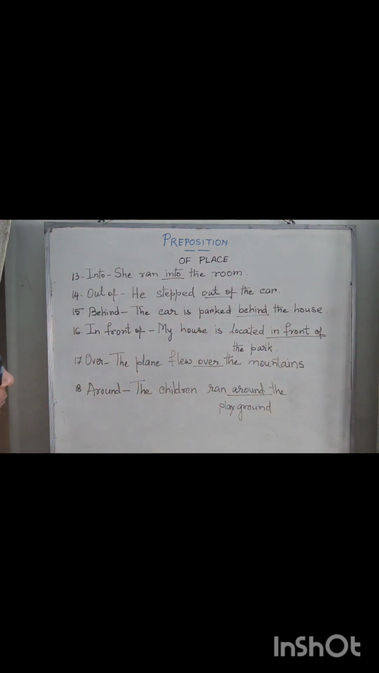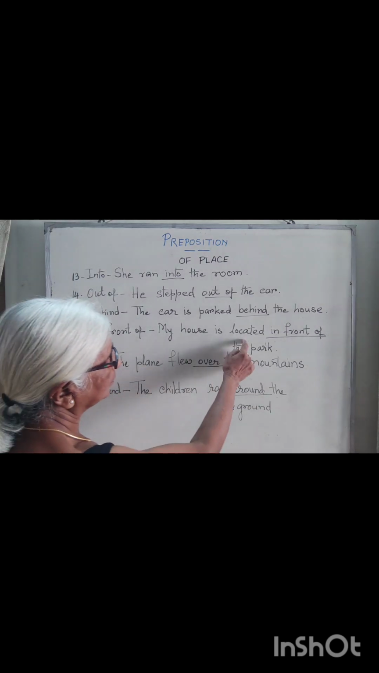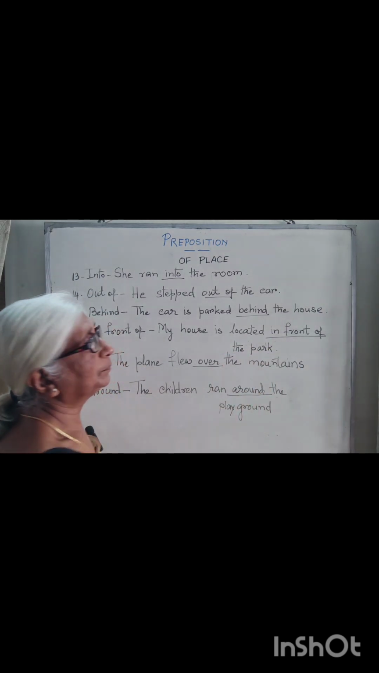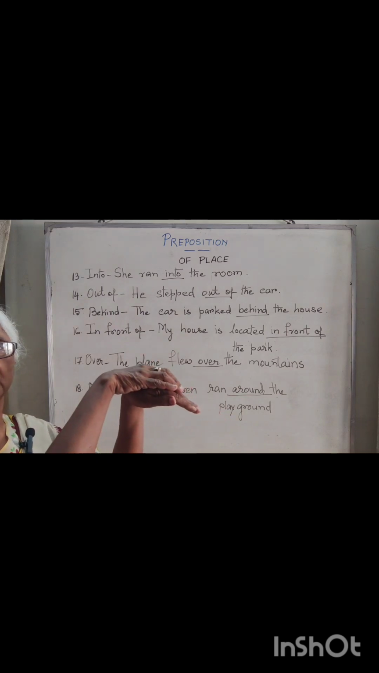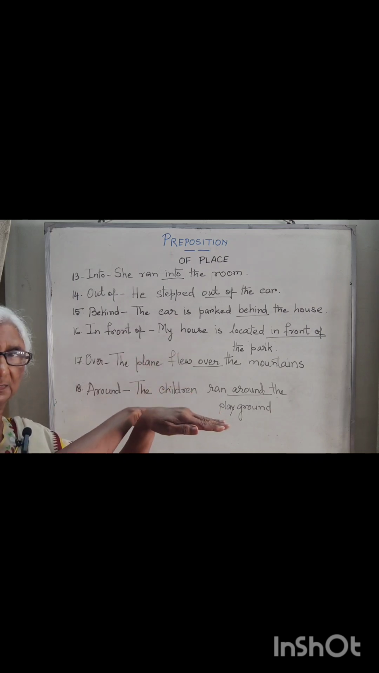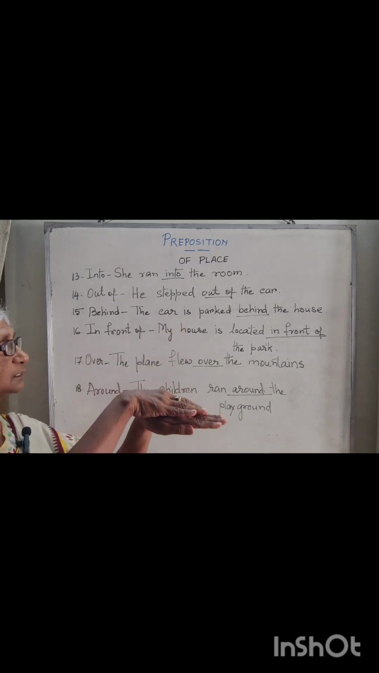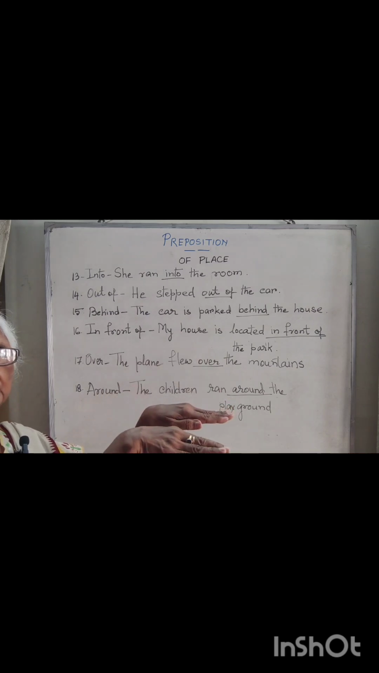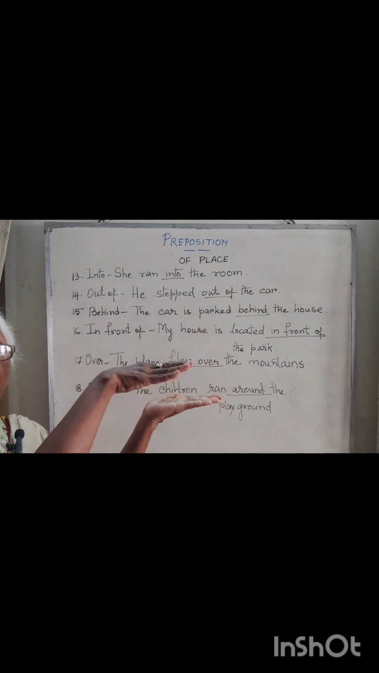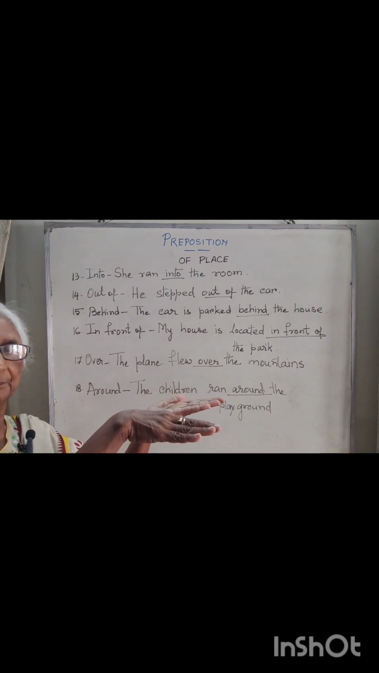Next one is in front of. My house is located in front of the park. So the park is there and my house is located in front of it. One is behind, one is in front of. They are opposite. This is the park and it is located, or placed, in front of the park.